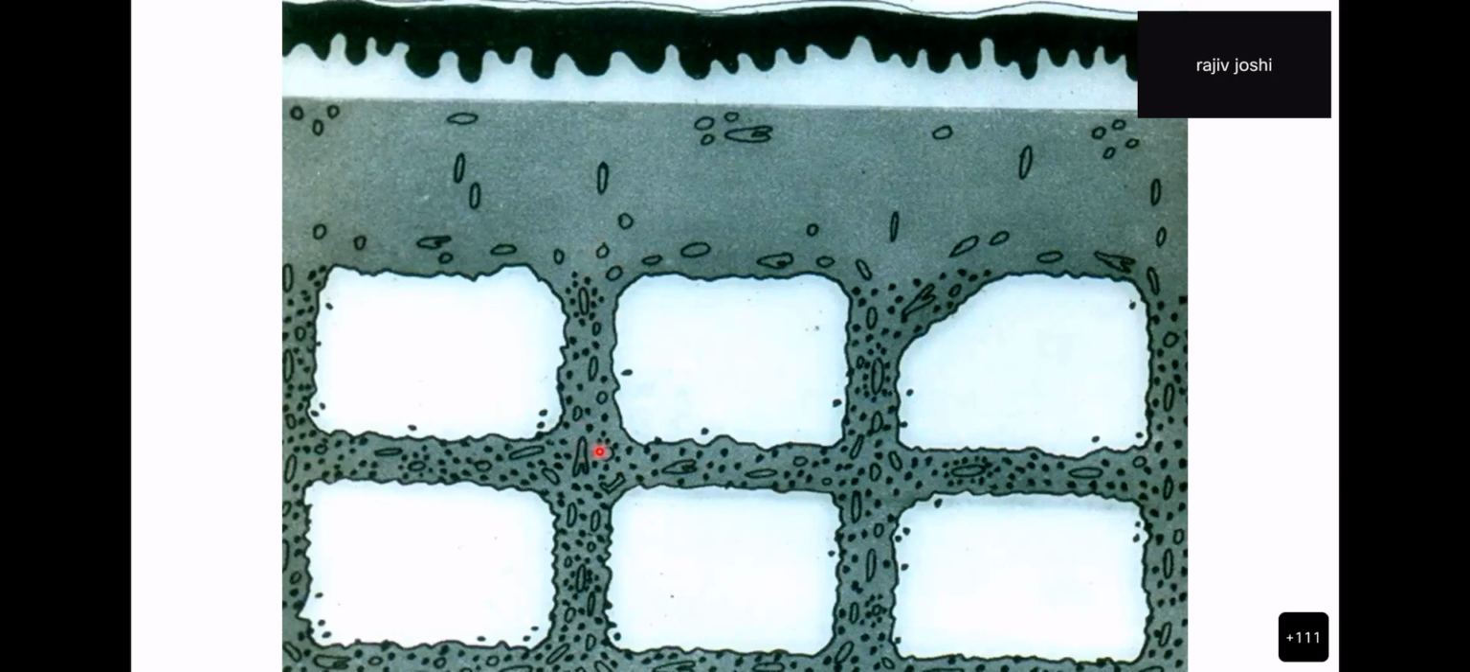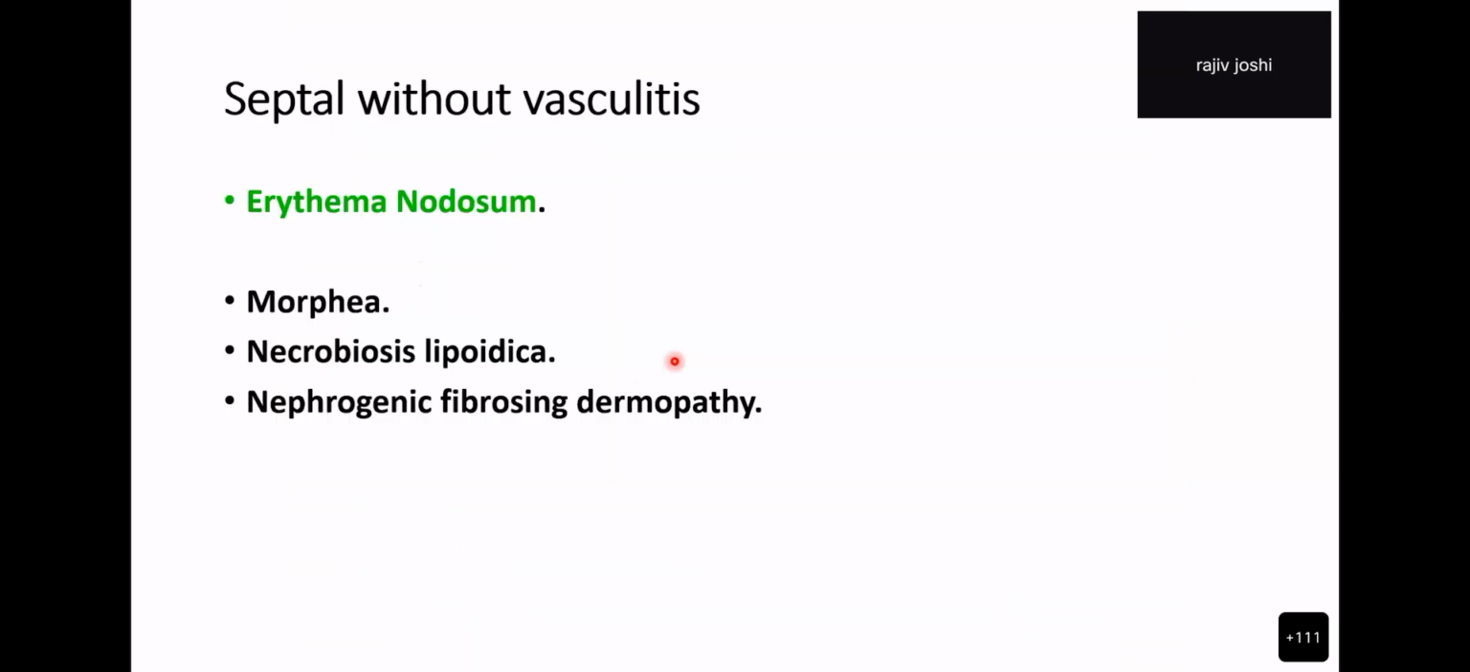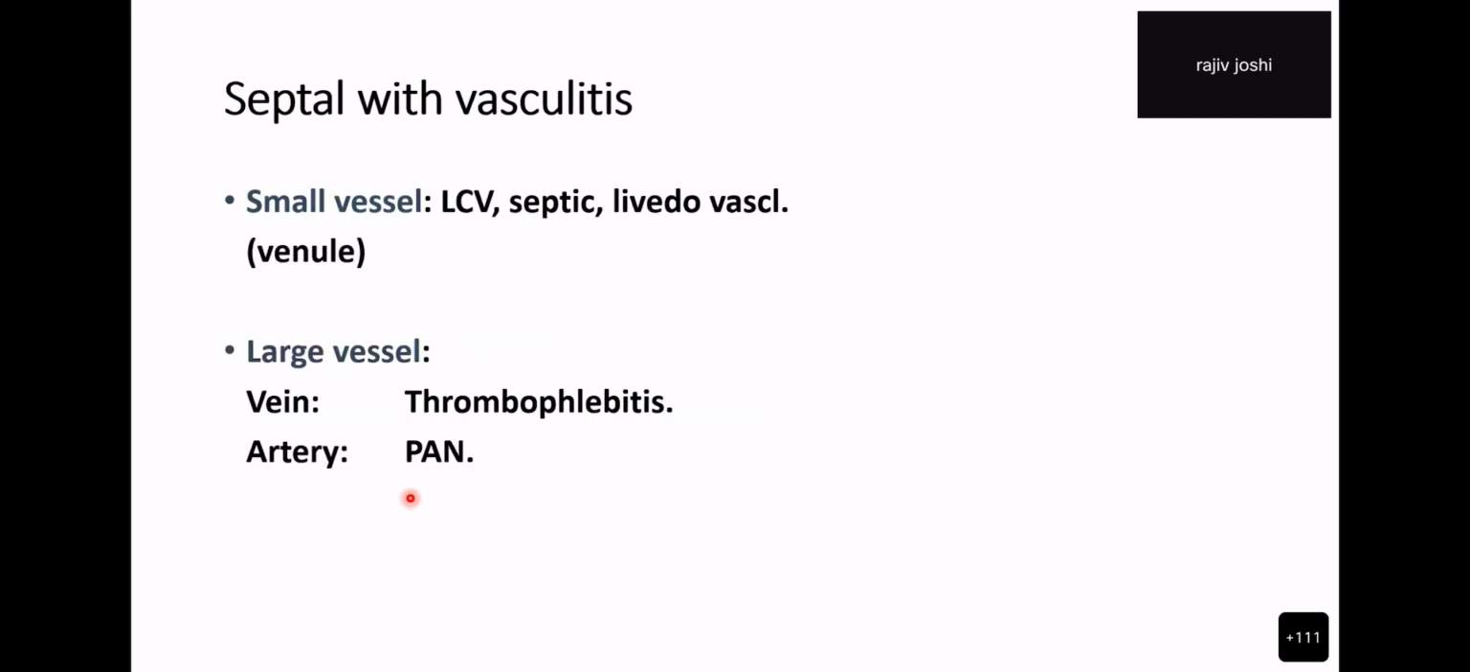This is septal panniculitis. The prototype, so only the septae are inflamed, the lobules are unaffected, and you can get it with vasculitis, without vasculitis. So without vasculitis, erythema nodosum is the prototype. But as she described, morphea, necrobiosis lipoidica, and even nephrogenic fibrosing dermopathy can be differential diagnoses where you get involvement of the septae of the subcutaneous fat, which become extremely widened, thickened, fibrotic, etc.